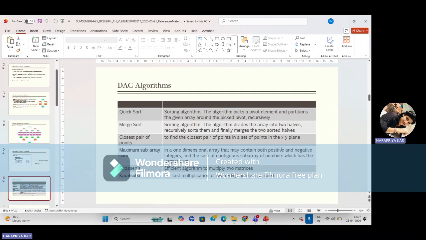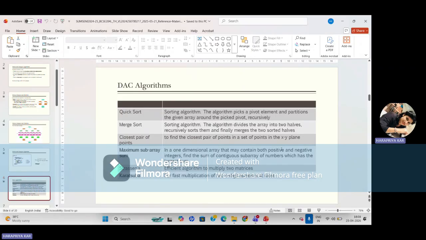Next we'll move to Strassen's algorithm, or Strassen's approach. This is an efficient algorithm to multiply two matrices. And last but not least, the Karatsuba algorithm. In divide and conquer, the Karatsuba algorithm is a very fast multiplication technique for two numbers of at most n digits. So if you are doing matrix multiplication or any multiplication, it should have two n-digit numbers at most. This is very important here.